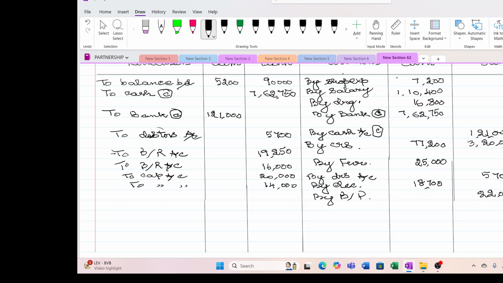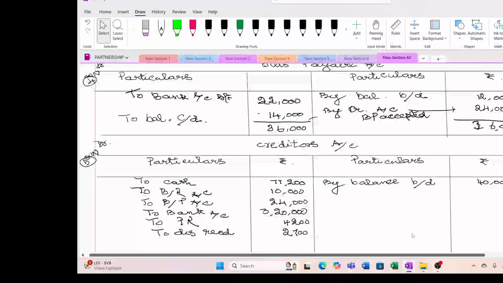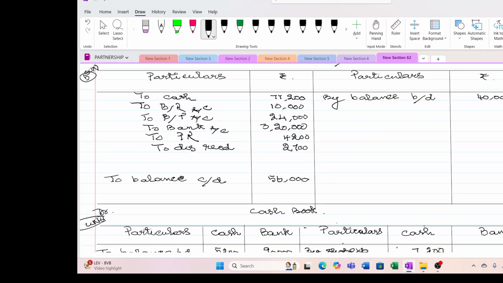Okay. So one thing is over. So now let us close the creditors account. Creditors account, see here, we have got the opening balance 40,000, and we have got the payment also, 3,20,000. We got the closing balance and we got the opening balance. So the balancing figure will be credit purchases. So these four things you must check. One of the items would have been the closing balance.